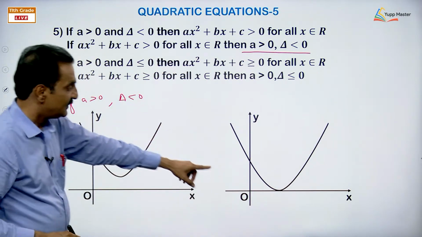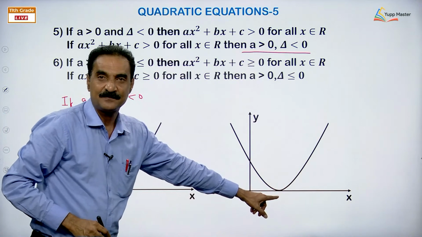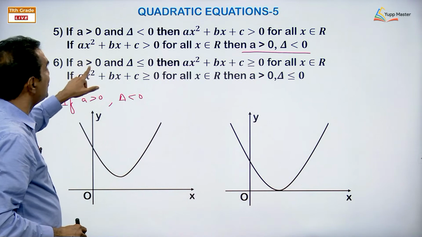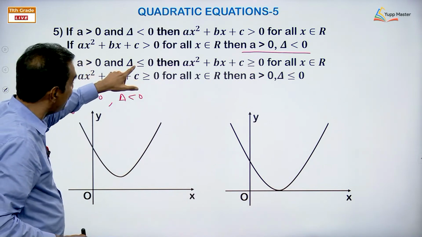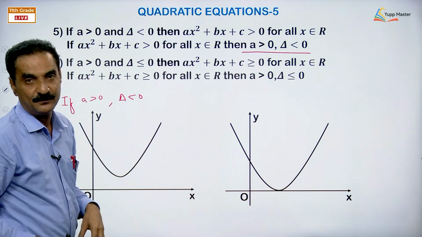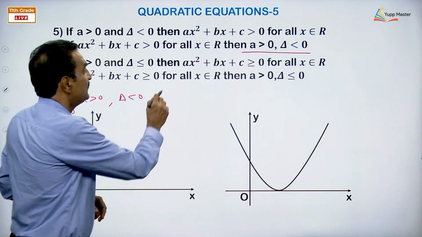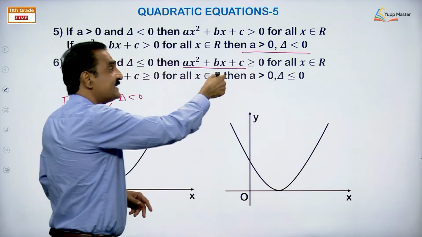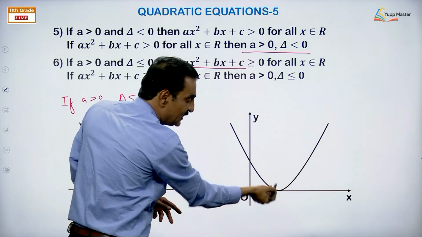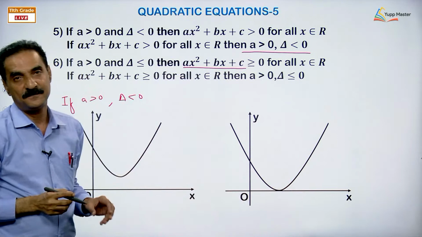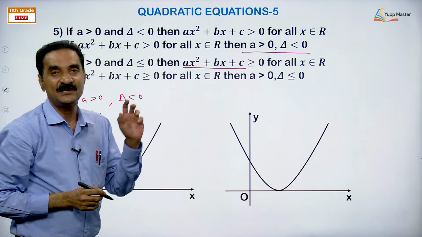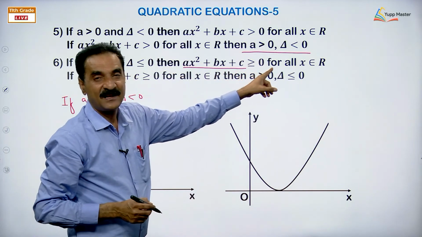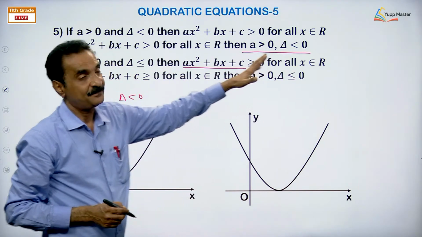Suppose the graph is like this, touching the x-axis. If a is greater than 0 and delta is either less than 0 or equal to 0, then we get ax square plus bx plus c, the value of y, greater than or equal to 0. The equality occurs only in the second graph, when delta is equal to 0. So ax square plus bx plus c is greater than or equal to 0 for all real values of x.